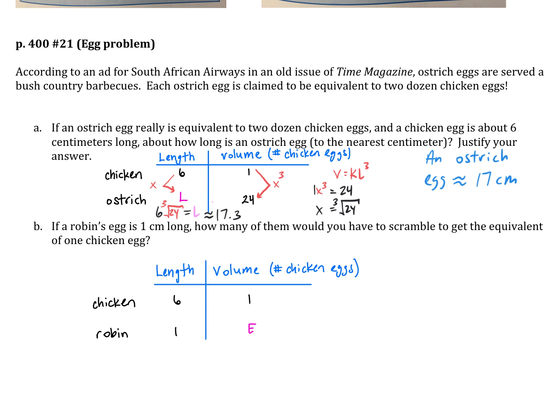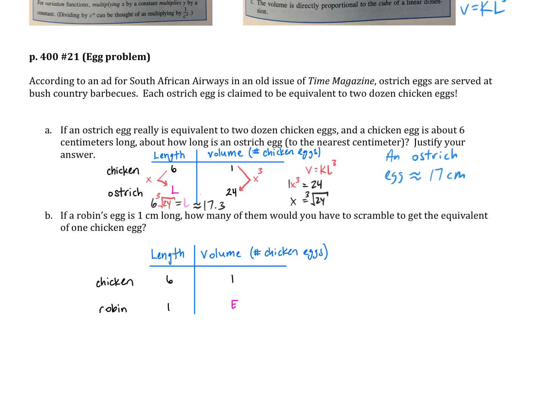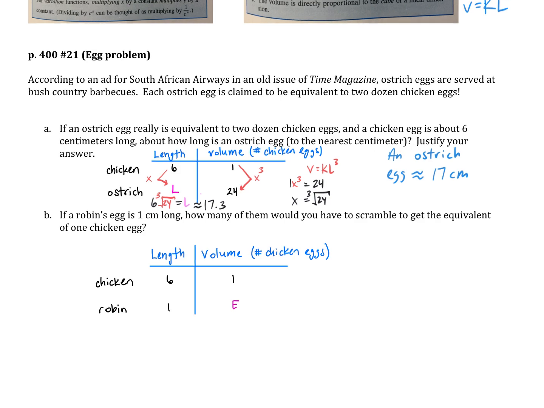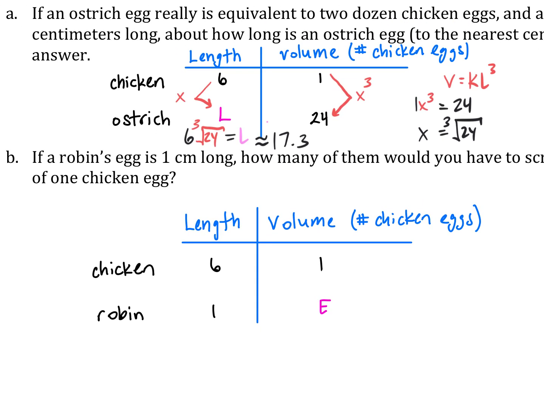A robin's egg is 1 centimeter long. How many of them would you have to scramble to get the equivalent of 1 chicken egg? So we're going to use the same concept. We're comparing length to volume. So now we know chicken eggs, their length is 6 centimeters. Robin's eggs, 1 centimeter. We know the volume, 1 chicken egg. We want to figure out the number of eggs in terms of chicken eggs for a robin, okay?